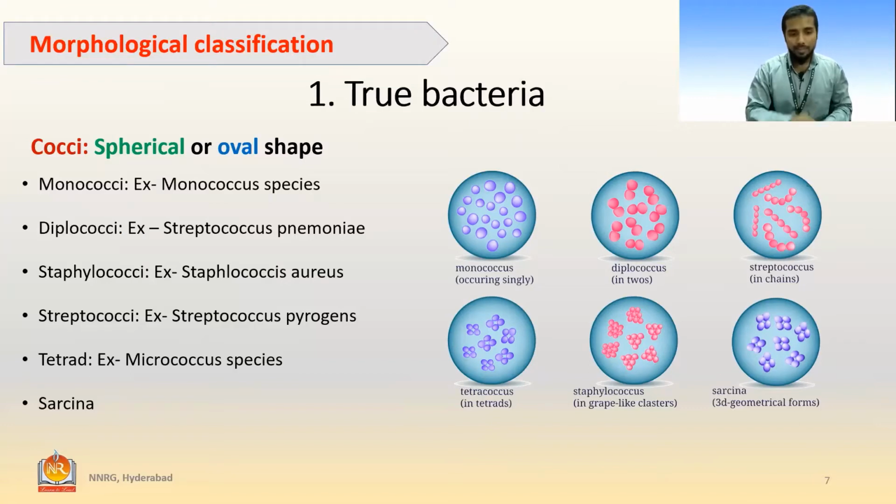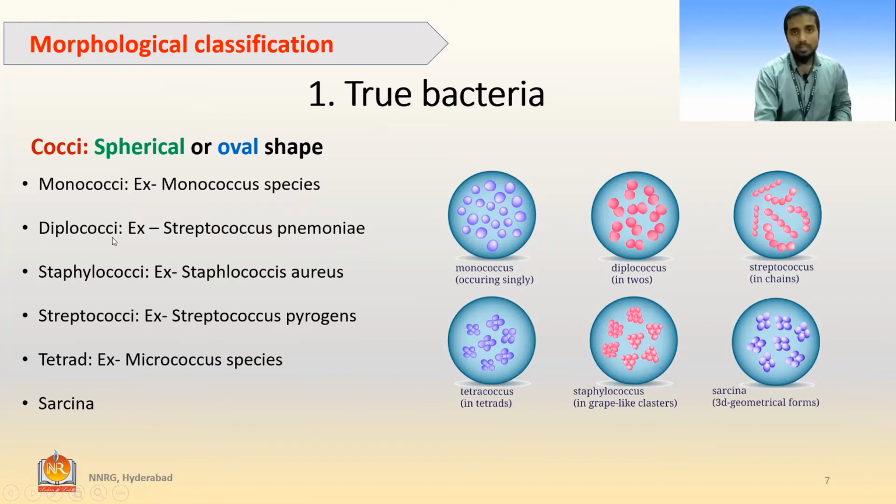Cocci basically means spherical or oval. Whenever you come across the word cocci or coccus, it means spherical shape bacteria, spherical or oval shape. So we'll see the different types of cocci bacteria. Monococcus means single oval shaped bacteria. You can see the image here of monococcus, where all the single cells of bacteria are present, and examples are monococcus species.